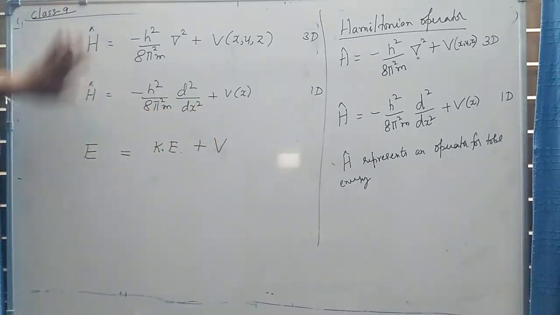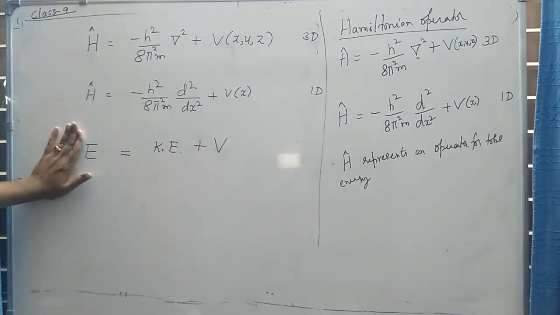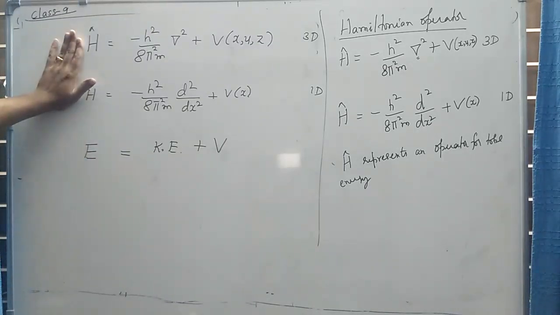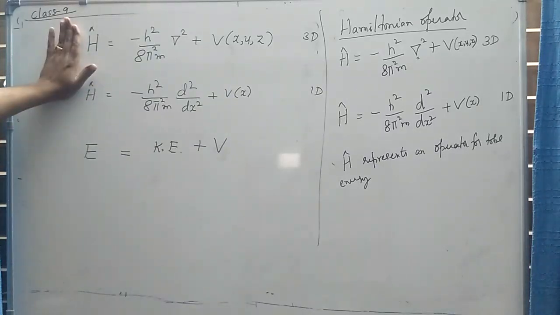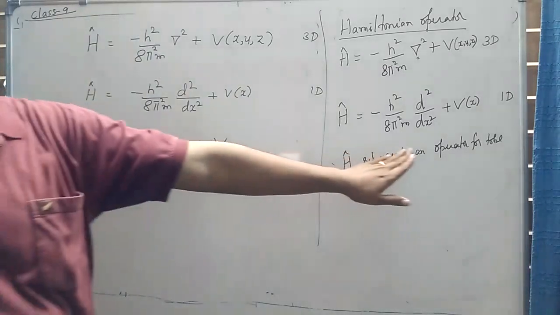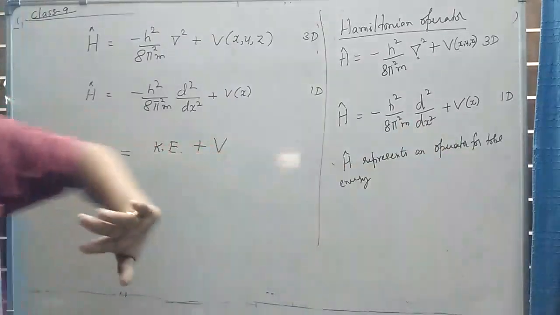If you logically compare, the LHS is the Hamiltonian operator in the first two terms, and in the third term you have energy. The energy corresponds to the Hamiltonian operator. Hamiltonian operator corresponds to energy, or energy corresponds to Hamiltonian operator. I already told you the Hamiltonian operator represents energy.